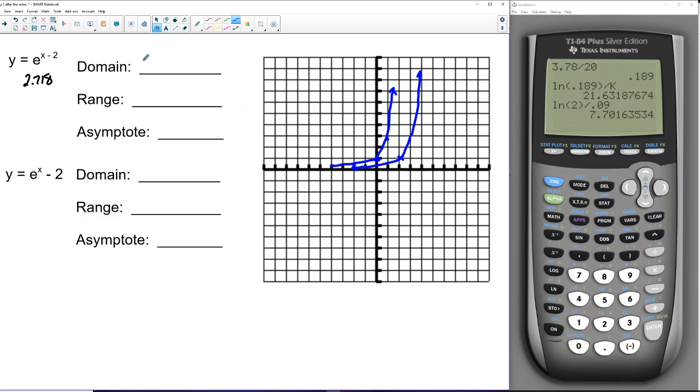The domain is negative infinity to infinity. The range is 0 to infinity. And there is an asymptote at y equals 0.